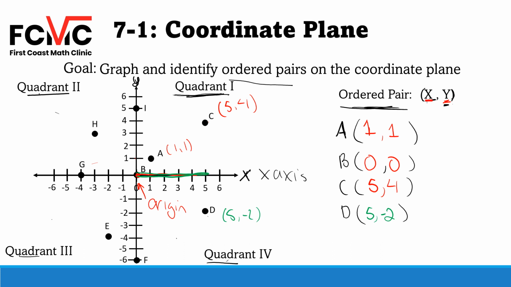Let's do E. So E is right here. Now I'm moving to the left. So moving back, I have to go to -2. So x is going to be -2. And I've got to go down. So how far down do I have to go? I have to go down to -4. So -2, -4 to get to E.